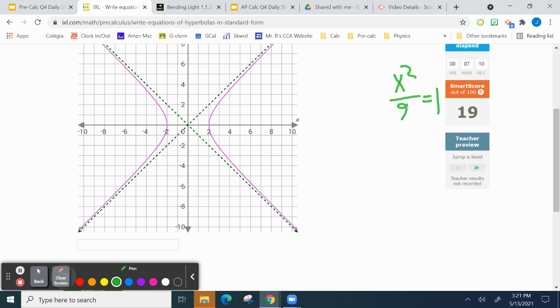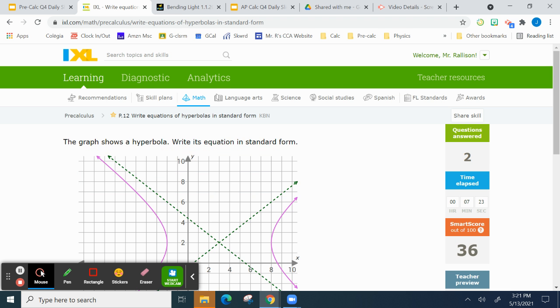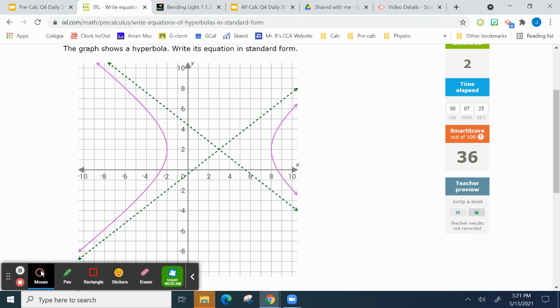The numbers are different, obviously, but it's horizontally oriented, so the x squared is going to be in the front. Oops, I need to change that back to the pointer. There we go, jumping to the next level. Okay, so this is the next level. And all that we see now is that the center is right there, right?